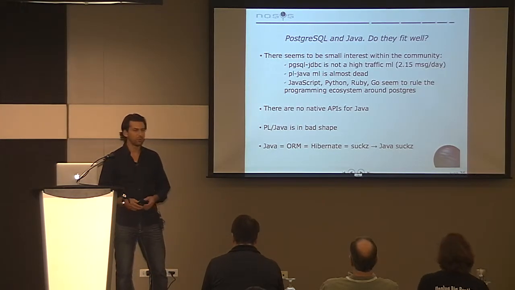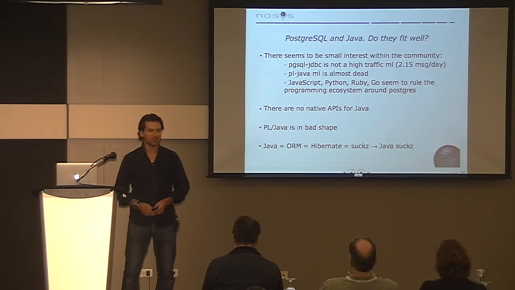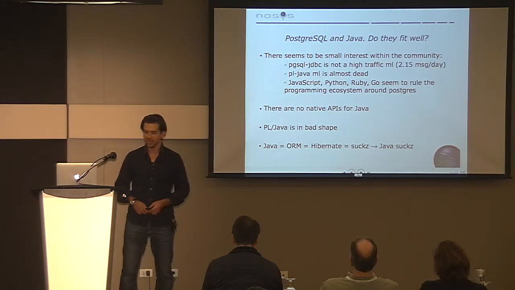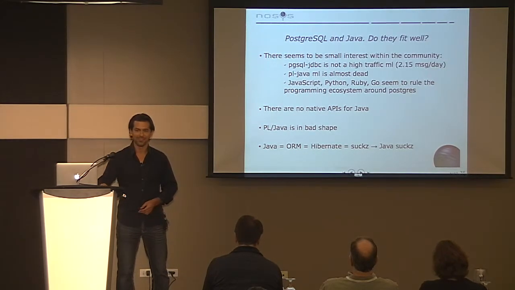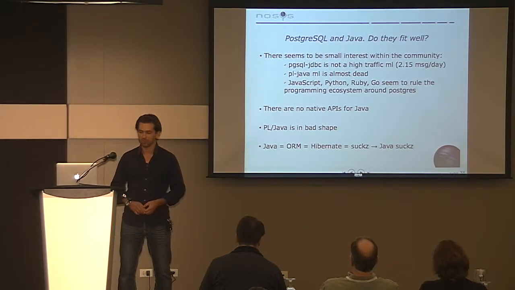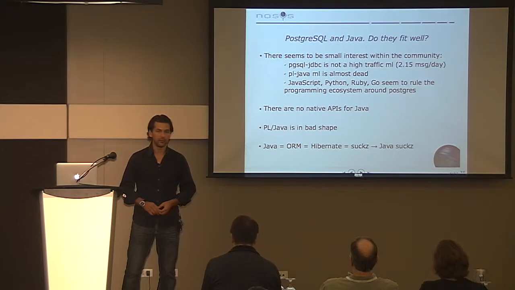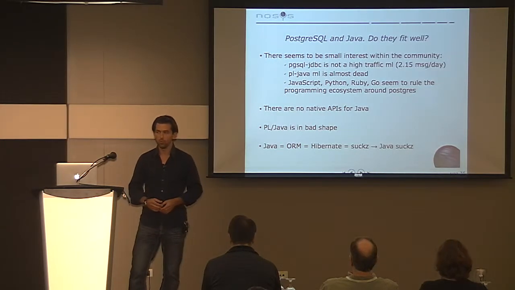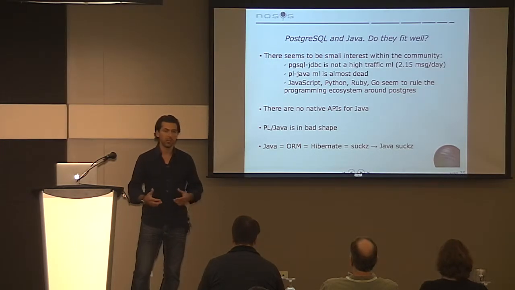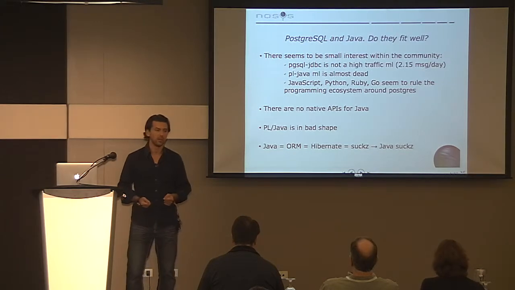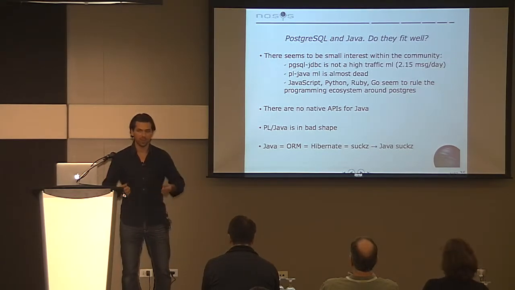And then we have these cool languages, right? JavaScript, Python, Ruby, whatever. They're cool. They're fantastic. They're fast. So what about Java in Postgres? Furthermore, there are some people who would like to use Java, but they want an API which is not JDBC. A more direct API.